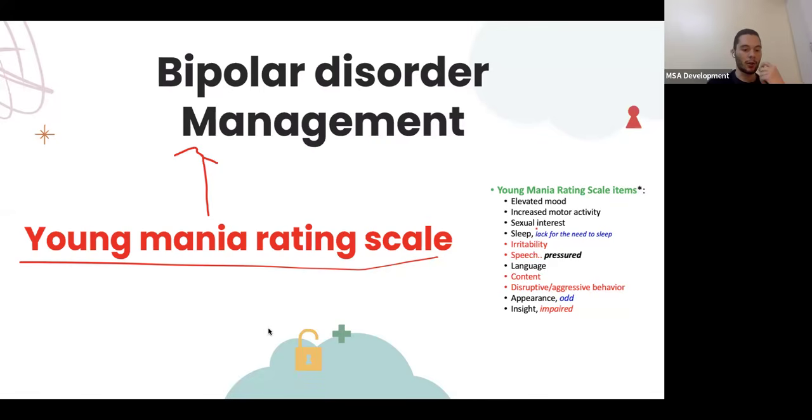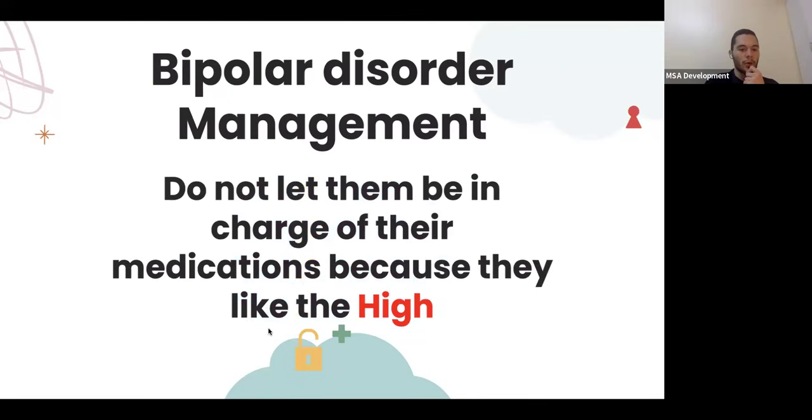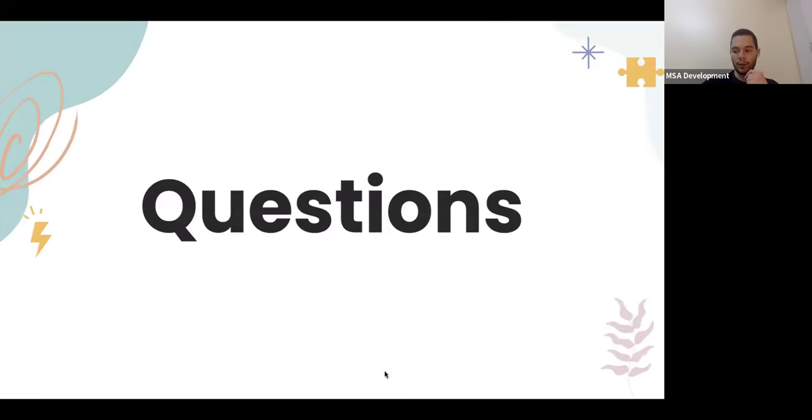It is a research question, honestly. But yeah, for gold standard, of course they don't usually use lithium, by the way. They use other drugs, but gold standard treatment would be lithium. If you get asked about a gold standard treatment, it would be lithium. Right. So as we said, for bipolar disorder patients, you do not let them be in charge of their medications because they like the high, they like feeling grandiosity, and they like being big. Right. This is done for bipolar disorders. Are there any questions? Is everything good?